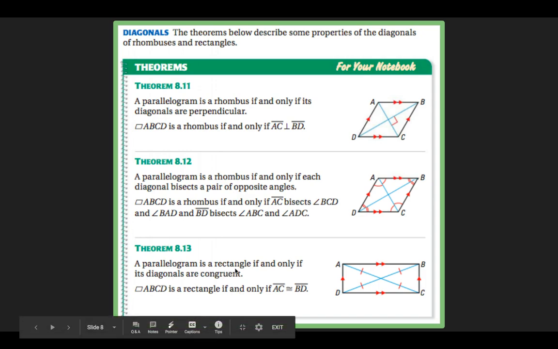A parallelogram is a rectangle if and only if its diagonals are congruent. In a rectangle, the diagonals will bisect each other, just like in any parallelogram. But in a rectangle, they will also be exactly the same measurement. So if diagonal AC is 10 units long, diagonal DB must also be 10 units long.